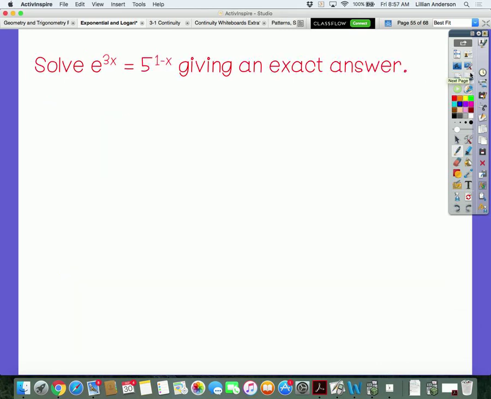Okay. Let's look at this one. We're going to solve e to the 3x equals 5 to the 1 minus x. And we're giving an exact answer. Now, an exact answer is either a non-terminating decimal that can be converted to a fraction, a whole number, or basically the form that you would get before you actually plug into your calculator to get a decimal. So, suggestions on how we can start?